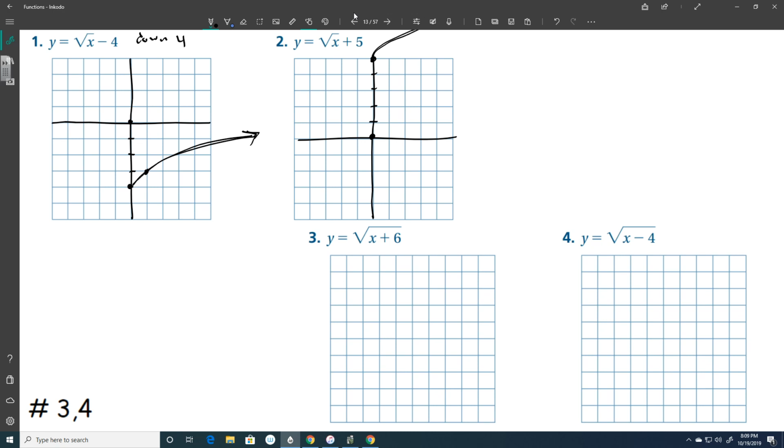Okay, the +6 on the inside, remember that means I actually go to the left 6 places. So we're going to shift our graph this way just a little bit so that we can actually fit our picture in here. So instead of starting at 0, 0, I have to shift 1, 2, 3, 4, 5, 6 to the left. And other than that, it's the same picture. It's just shifted to the left. Now the -4 on this one is on the inside, which means I shift to the right 4 places.